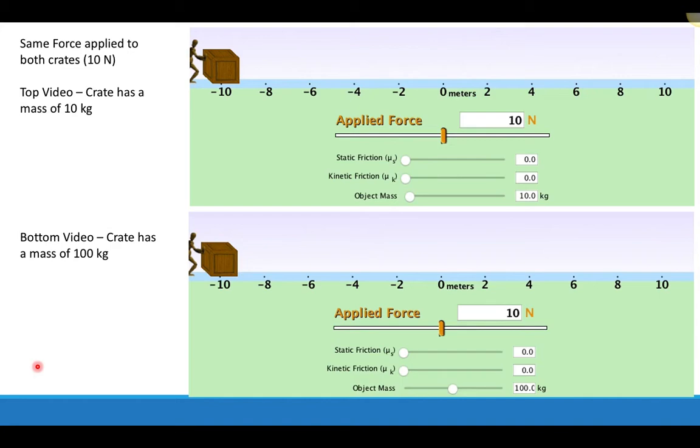So here are two little motion diagrams for an object. The top picture, the crate, has a mass of 10 kilograms and a force is being applied. Now, I know we haven't talked about the size or the units for force, but this is 10 newtons for an applied force, and this one is 10 as well. So they both have the same force being applied, but the motion is going to be different. So I'm going to go ahead and play the video.